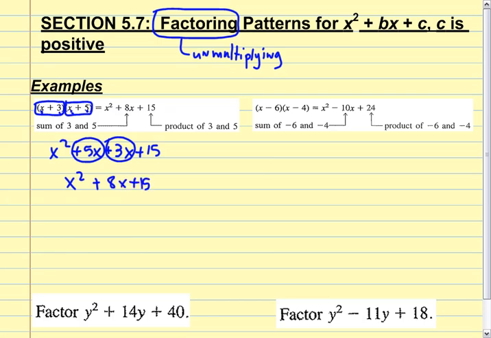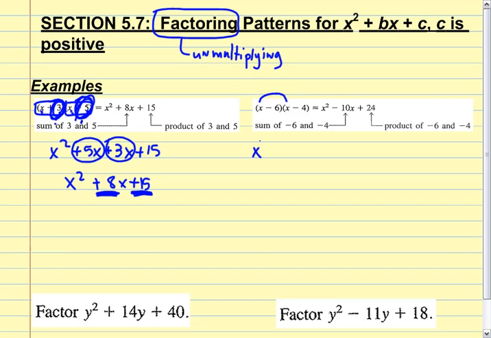They want us to notice that the middle number, the number in the linear term, is 3 plus 5. The constant is 3 times 5. The middle number, we add the two; the back number, we multiply the two. Okay? Let's look at this one.